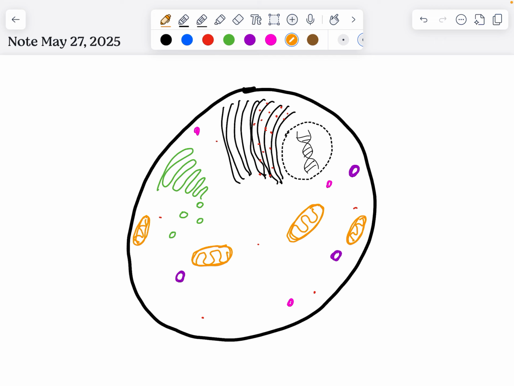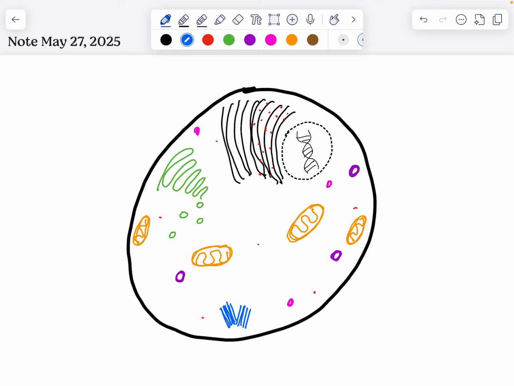We also have in the cell what's called centrioles. Centrioles always occur in pairs, and they usually have a membrane around them called the centrosome. Centrioles are made of microtubules, so we draw little lines like this, and then a second one because they always occur in pairs like this. Now, centrioles are really important for cellular division, things like mitosis, which we'll get into later.